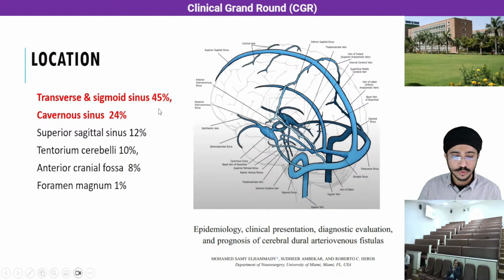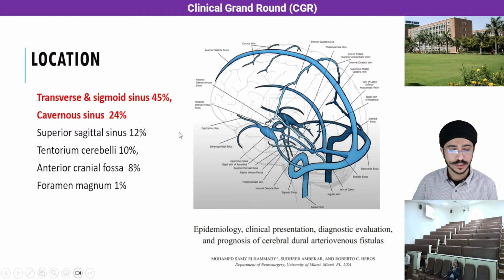The most common location is the transverse and sigmoid sinuses. Approximately 45% of the lesions occur here. The second most common location is the cavernous venous sinuses. And other major locations where these lesions occur include superior sagittal sinus, tentorium cerebelli, anterior cranial fossa, and foramen magnum.